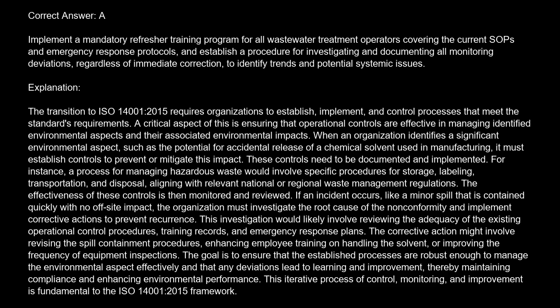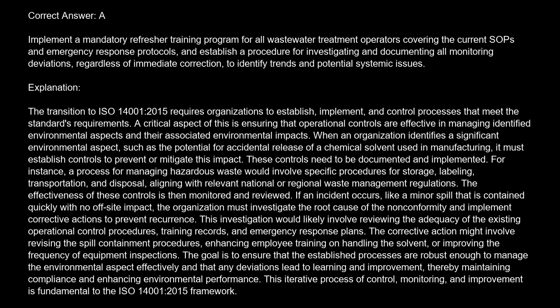A critical aspect of this is ensuring that operational controls are effective in managing identified environmental aspects and their associated environmental impacts. When an organization identifies a significant environmental aspect, such as the potential for accidental release of a chemical solvent used in manufacturing, it must establish controls to prevent or mitigate this impact. These controls need to be documented and implemented.